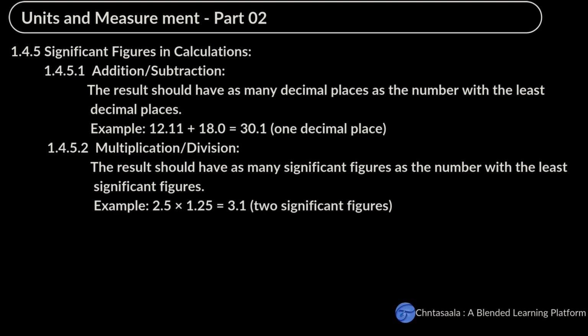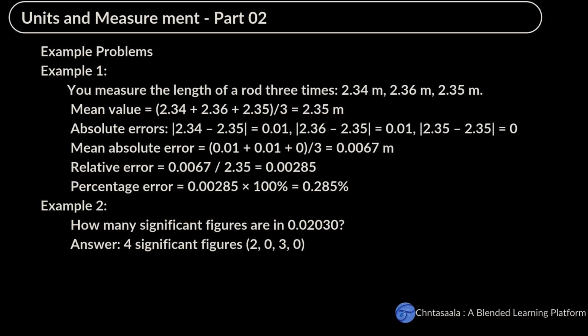Next point we are going to discuss is significant figures in calculations. First, let us see addition. The result should have as many decimal places as the number with the least decimal places. For example, 12.11 plus 18.0 equals 30.1, 1 decimal place. Next, in multiplication, the result should have as many significant figures as the number with the least significant figures. For example, 2.5 times 1.25 equals 3.1, 2 significant figures.